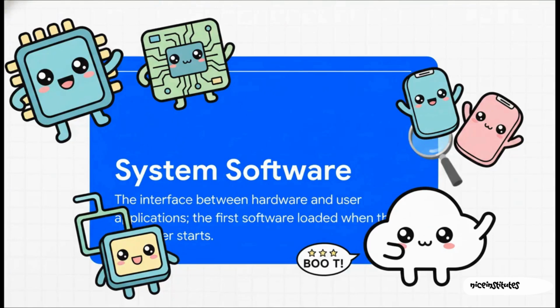You see, system software is basically the ultimate middleman. It's the bridge that connects the physical hardware, the actual silicon and circuits, and all those apps we were just talking about. The moment you press that power button, this is the very first thing to wake up. It's a process we call booting.